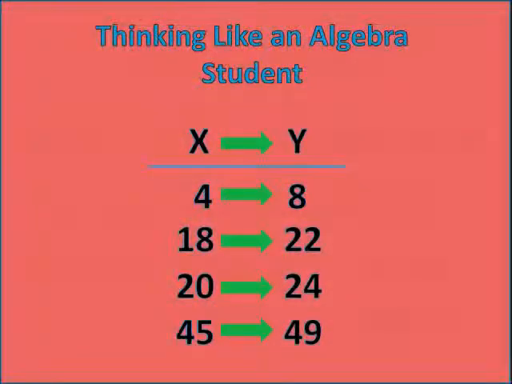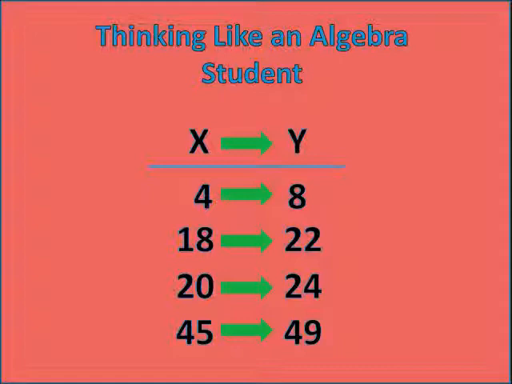Do you want to think like an algebra student? Well, guess what? You're on your way. The first thing you do to figure out an algebra problem is to find out the pattern. X is called the independent, and Y is called the dependent. In a chart, X will always be on the left side, and Y will always be on the right. In this example, there is a pattern that shows you how to get from X to Y.